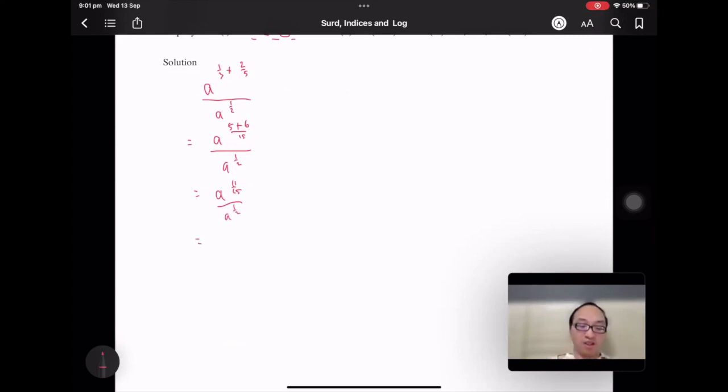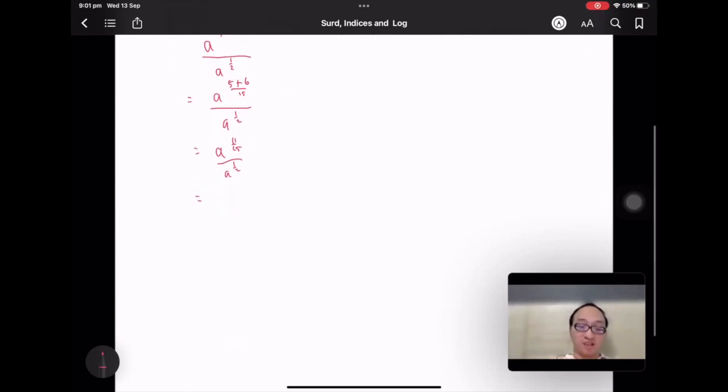And then using the rules again, a to the power of 11 over 15 divided by a to the power of half is subtraction. So we just subtract 11 over 15 minus 1 over 2. Yeah, we subtract with the denominator. So it's a to the power of 7 over 30.